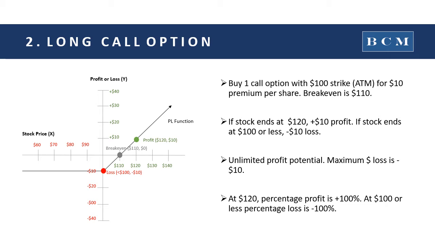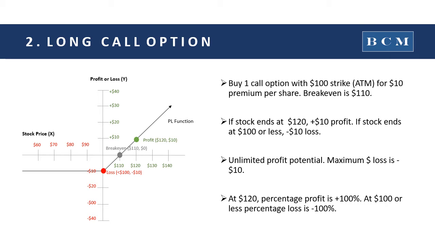Now, at this point, some people may recall that the long stock position, diagram 1, had a $20 gain when the stock moved from 100 to 120. So why would anyone want to use this call that only produces a $10 gain? Well, there are at least a couple of different reasons.